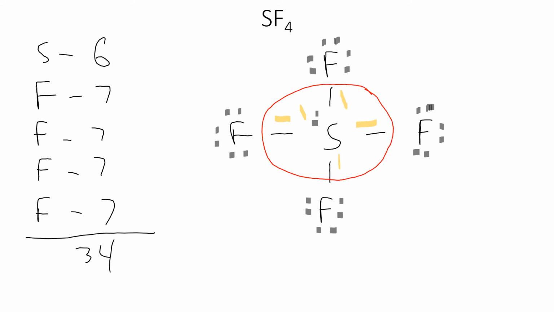Remember, anytime you have an expanded octet, you want to check and make sure it's okay that you have an expanded octet. Well, is the element in the 3rd period or below? Yes, sulfur's in the 3rd period, so the first criteria is met. Second criteria is, is it the central atom that has this expanded octet? The answer is yes, sulfur is the central atom, so it's okay that it has an expanded octet.